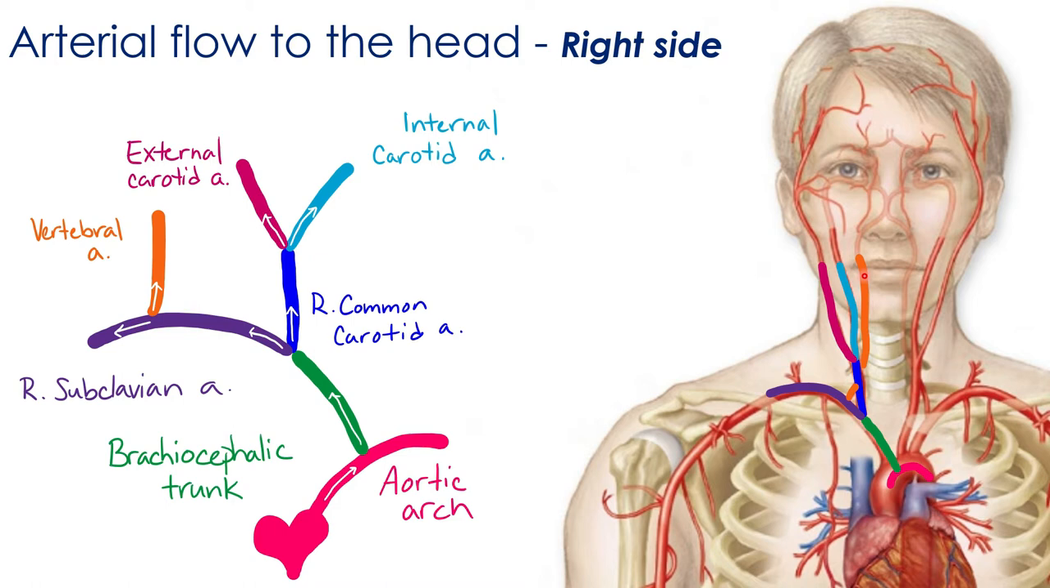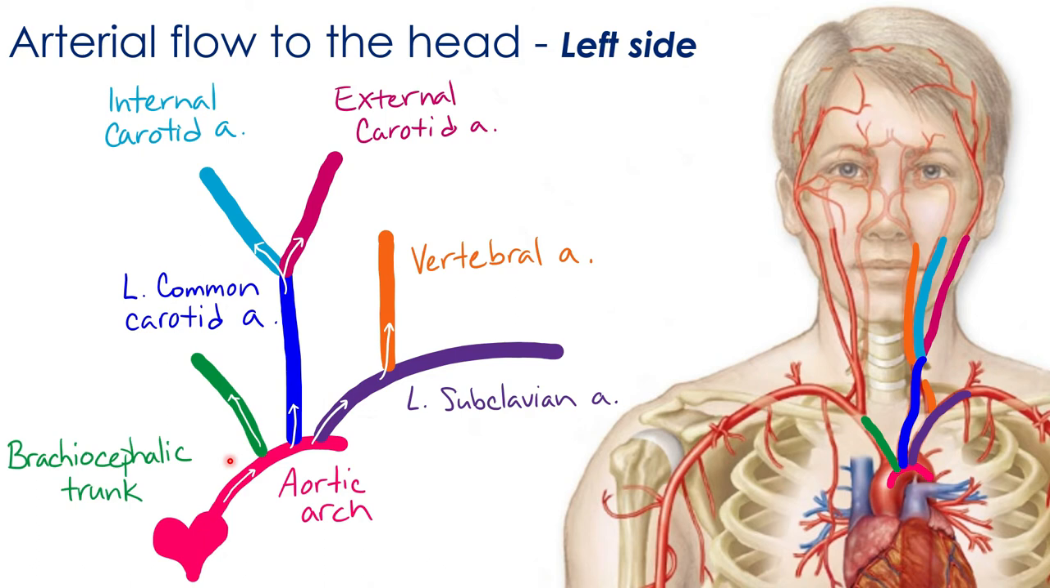What about getting to the left side of the head? So I've left the brachiocephalic trunk in here for reference, and we've already talked about how the left common carotid artery comes off of the arch as well as the left subclavian, and the rest of the pattern is pretty much the same. Just as on the right side, the left is going to split into an internal and external carotid artery, and just as on the right side, the vertebral artery is going to come off of the subclavian, only in this case it is coming off of the left subclavian.